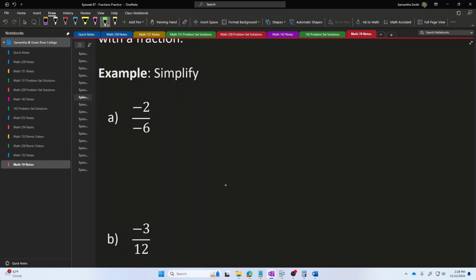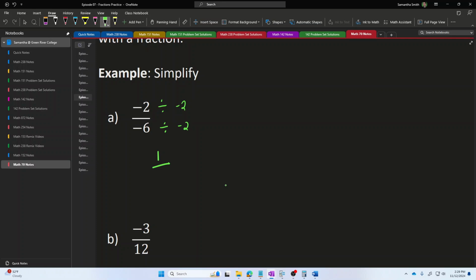Now, for example, here, if I look at the number negative 2 and I look at the number negative 6, can I think of a number that divides these both evenly? Well, if I divide both the numerator and the denominator by another copy of negative 2, if I have negative 2 divided by itself, the result of that is definitely going to be 1, because any number divided by itself becomes 1.